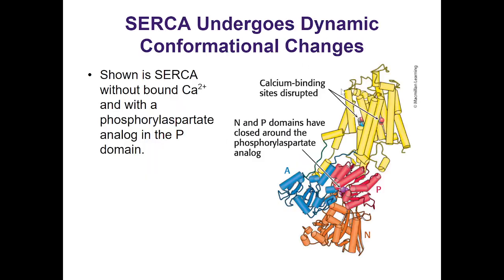Okay, so this is actually, again, the calcium binding sites here that are going to be disrupted. The N and P domains have closed around your phosphoryl aspartate analog in this case, so we can actually visualize this. The analog will be better at binding this so it doesn't get released as fast, right? So we have a better chance of seeing it. So this is actually shown as the SERCA without the bound calcium 2+ and with phosphoryl aspartate analog in your P domain, which can allow this to hold.